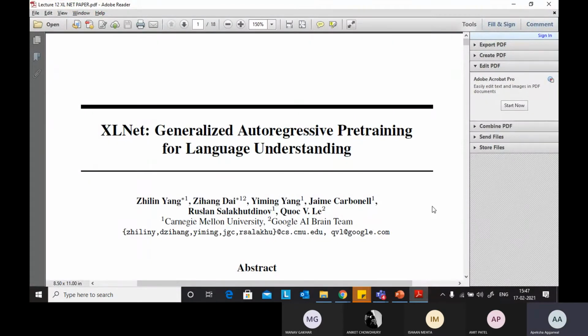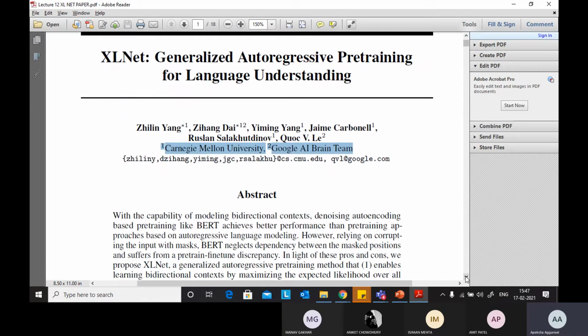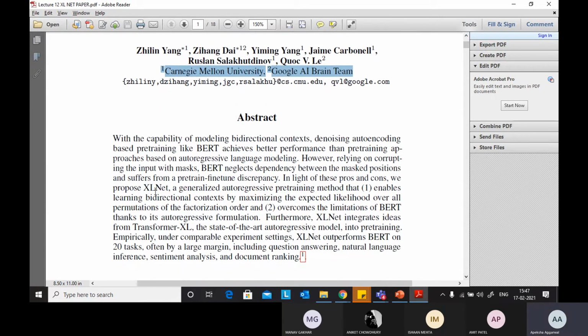This was a research paper, Generalized Autoregressive Pre-training for Language Understanding, given by this research team. When they proposed this Xlnet, it outperformed BERT on 20 tasks, including question answering and others. It is a very latest paper. In pre-training, it enables bidirectional learning, bidirectional context, by maximizing the expected likelihood over all the permutations of the factorization order. We'll discuss factorization order in detail. Then it overcomes the limitation of BERT thanks to the autoregressive formulation. So it combines the autoregressive plus BERT. BERT was auto encoding, so it combines the advantages of BERT as well as autoregressive.